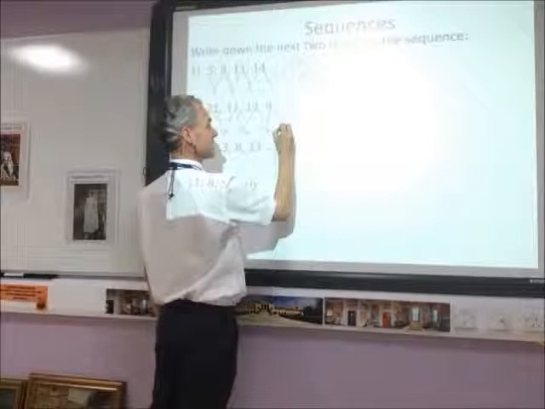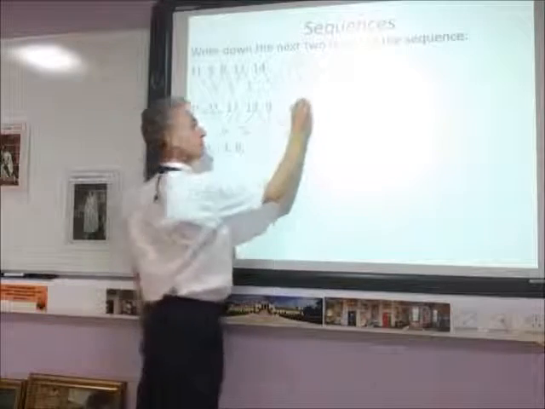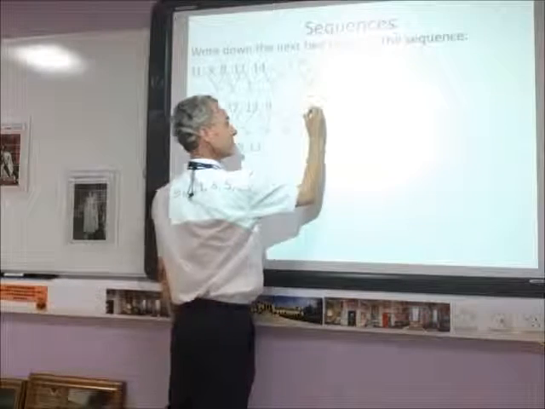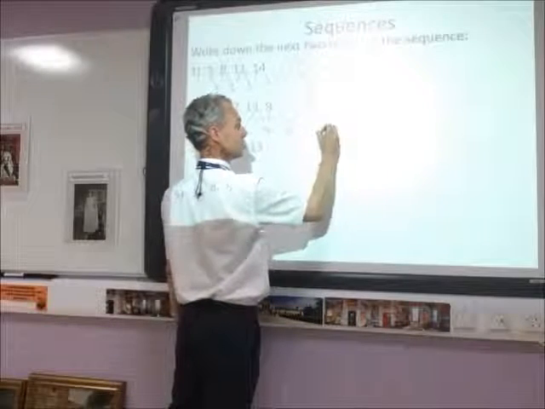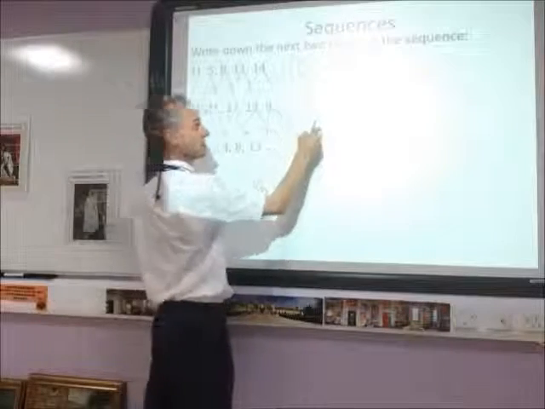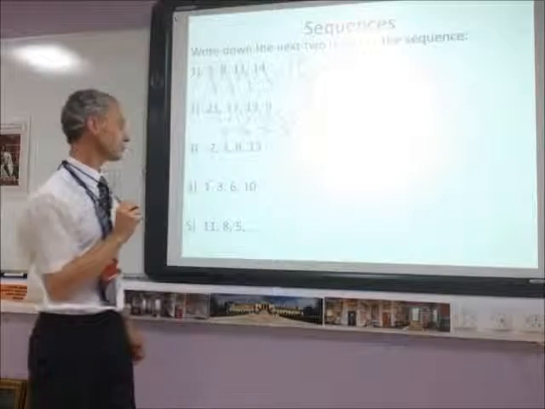From 9 to the next number, I know I've got to take off 4. 9, take away 4, gives me 5 as the next one in my sequence. Carry on from 5, I know I've got to take off 4 because that's the pattern that I've got. 5, take away 4 is 1 in my sequence.